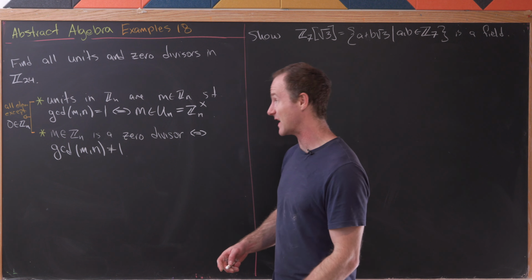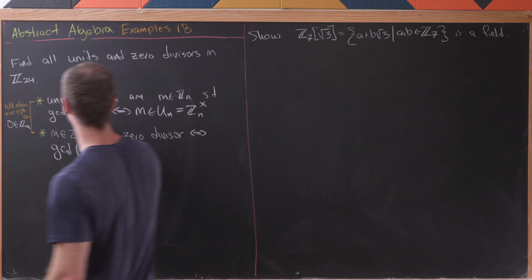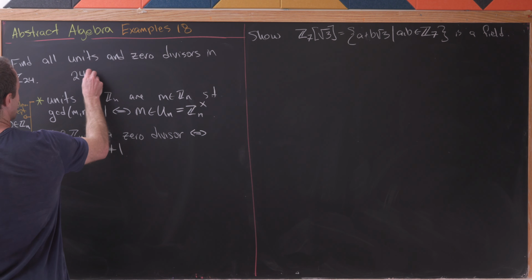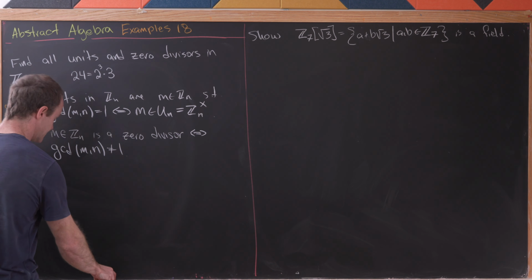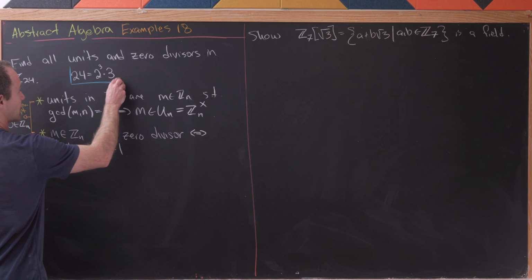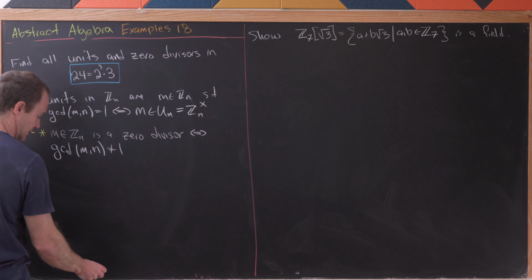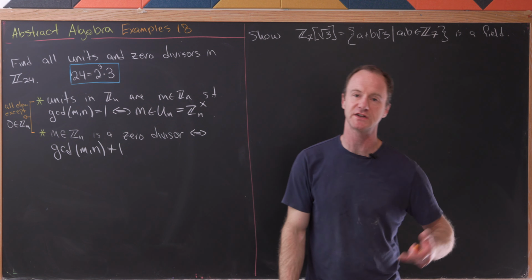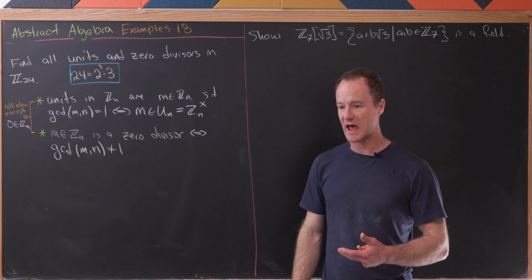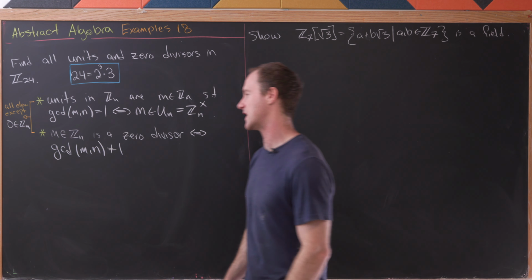So that's fairly straightforward because 24 has a nice factorization. It's 2 cubed times 3. And so its only prime divisors are 2 and 3, which means all we have to do is list all of the numbers between 1 and 24 that don't have 2 or 3 as prime factors.